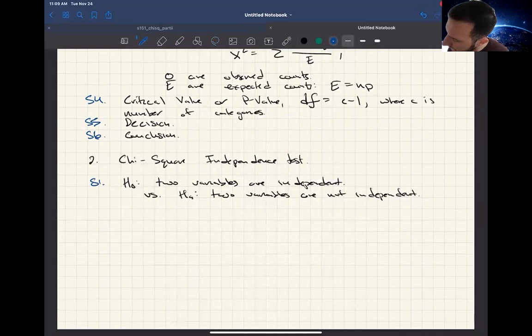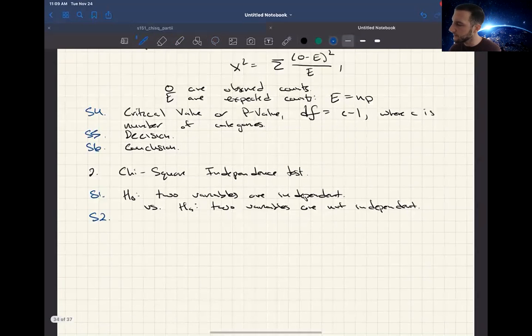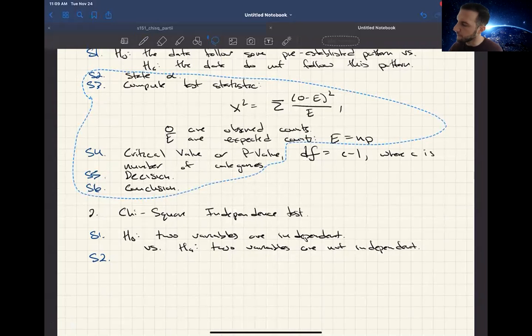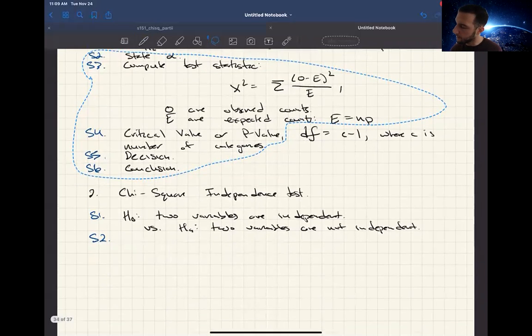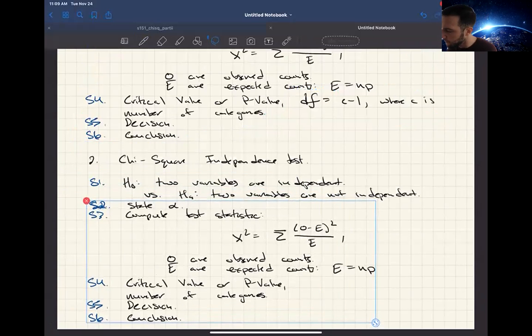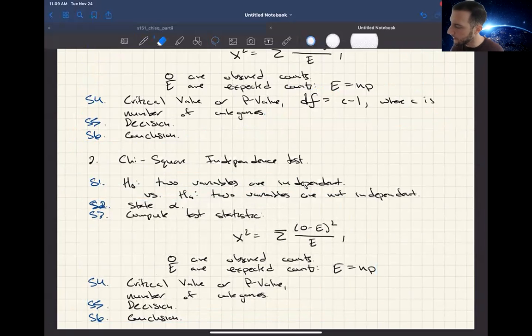So on this test, on step 2 and step 3, we have the exact same thing that we had above. Actually, all of this is the same except for the degree of freedom count and the expected value count. Okay, so on step 2, we have state alpha. On step 3, we have the computation of the test statistic.